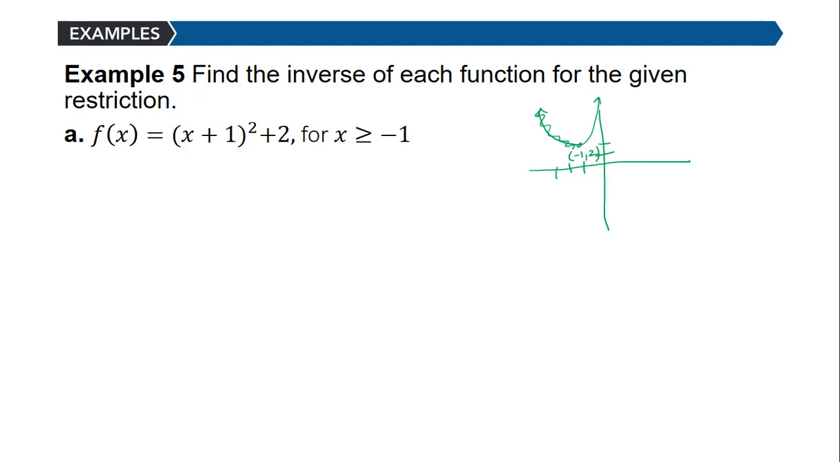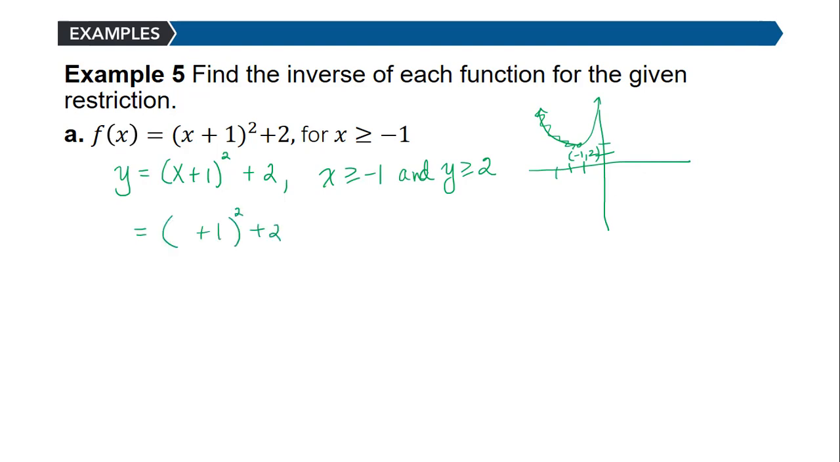To find the inverse then, we're going to write it like this. Let's first replace f of x with y to get y equals (x plus 1) squared plus 2, for x greater than or equal to negative 1. Well, what is y greater than or equal to for that parabola? Because 2 is the minimum value of that function, y has to be greater than or equal to 2. And so now we're going to go through and interchange the x and the y's. So I'm going to write it through without doing anything to the x and y's to begin with.